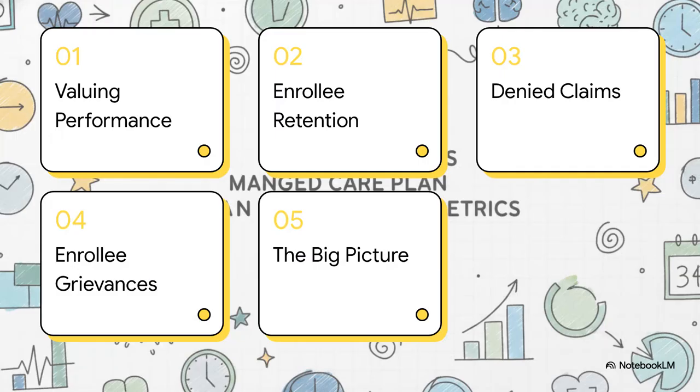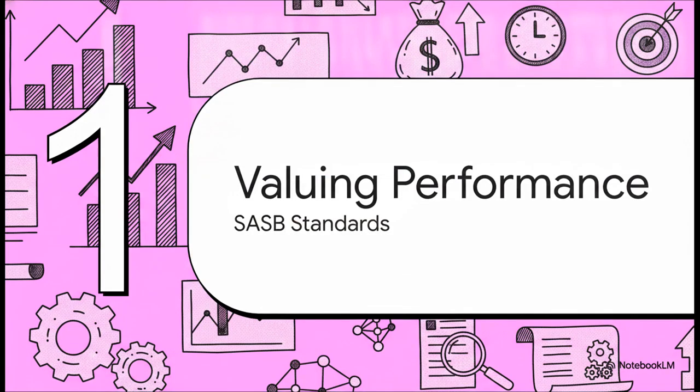We're breaking this down into 5 quick sections today: valuing plan performance, calculating enrollee retention, tracking reversed denied claims, measuring enrollee grievances, and finally, the big picture. Starting off with Section 1, Valuing Plan Performance.